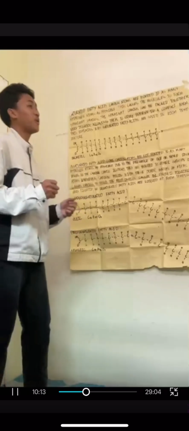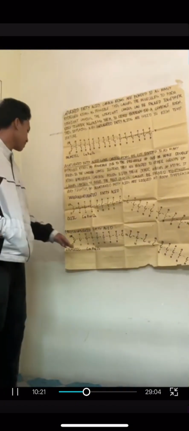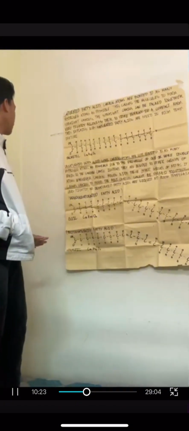Second is the polyunsaturated fatty acid. From the word poly, it means many. It consists of 2 or more double bonds in its carbon chain. So, the best example of this is the linoleic fatty acid. As you can see in this figure, there are 2 double bonds in its carbon chain.